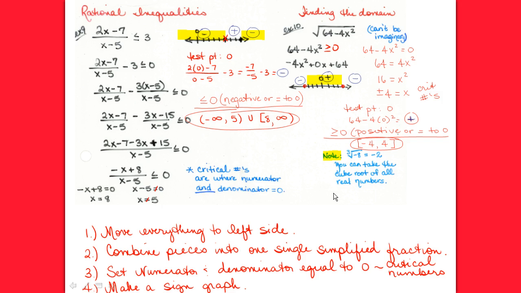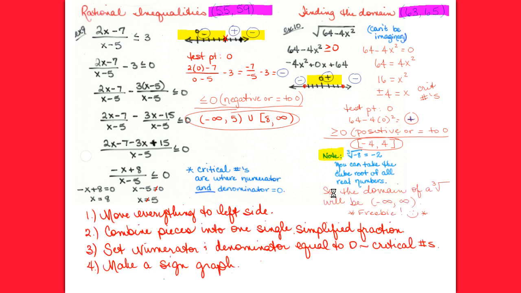So if they ask you to find the domain of a cube root, it's always all real numbers, negative infinity to positive infinity. That's just a freebie. You don't even have to think about it. You don't have to write anything out. You don't have to solve anything out. If you have the domain of a cube root, it's always going to be all real numbers because you can take the cube root of anything. The restriction is on that square root. That was where we had to take what was under the radical and make it greater than or equal to 0.